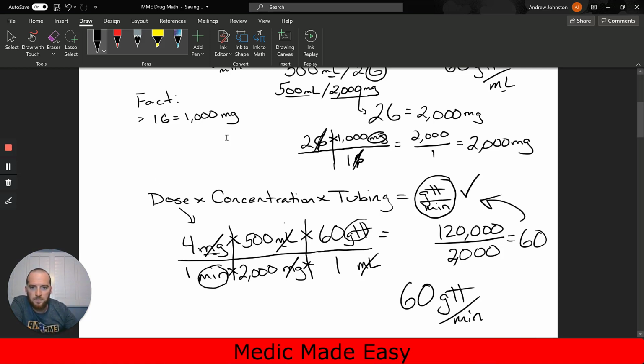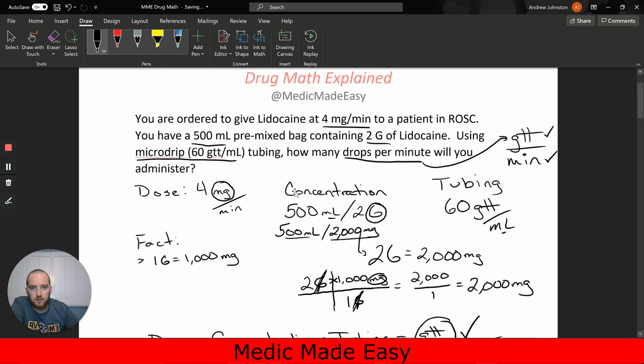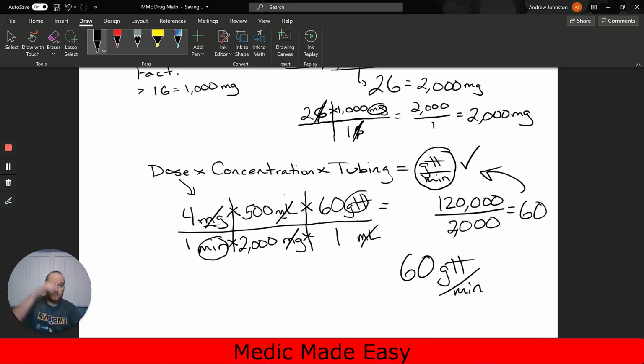Okay. And so going back to our question, where it says we're going to give our patient 4 milligrams a minute. Here's how much medication we have. We have 2 grams and we have 500 milliliters of fluid and we have micro drip tubing. So counting 60 drops going through that drip chamber over the course of the minute, based off of how much medication is contained and how much fluid we have, is us giving our patient 4 milligrams per minute of that medication.